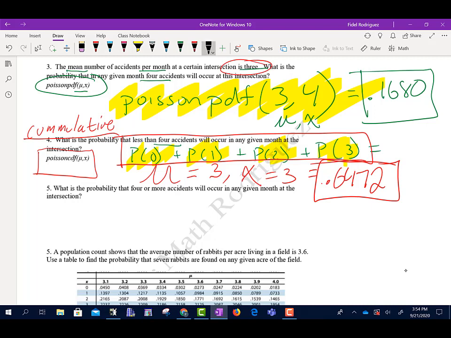Let's take a look at number 5. Number 5 now says, what's the probability that 4 or more accidents would occur in any given month? So think about what that means. We want to have 4 or more. That means we could have 4, or we could have 5, or we could have 6, right? My question is, would I ever stop? I wouldn't, right? Because it says 4 or more. So this would have to actually go on forever.